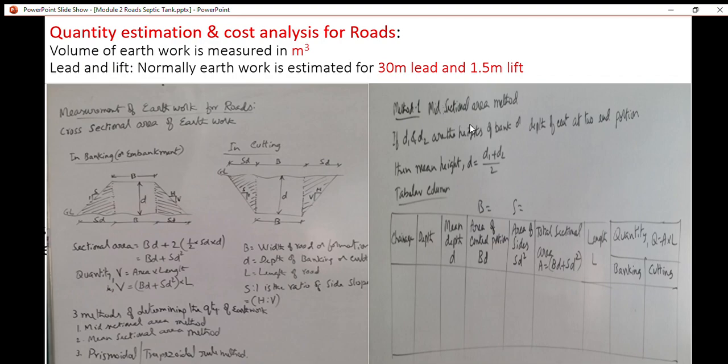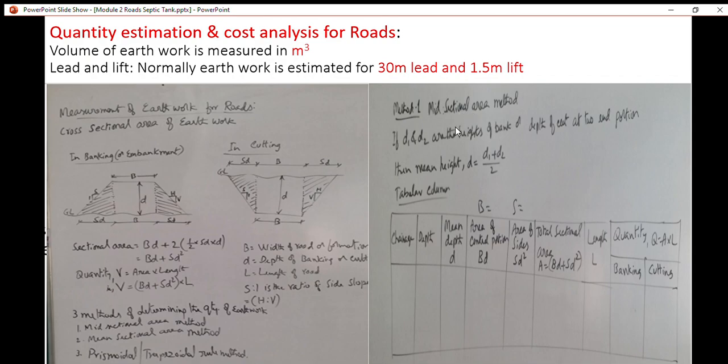The cost per unit of earthwork normally involves 30 meter horizontal lead and 1.5 meter vertical lift. If the distance of transportation of earth is more than 30 meter or lift is more than 1.5 meter, then that extra lead and lift is considered separately for analyzing the rates. Let us study and solve problems on various methods one by one. Method 1, mid-sectional area method.